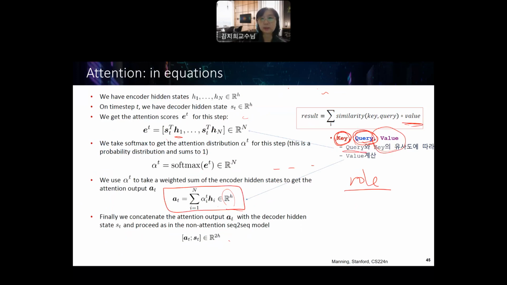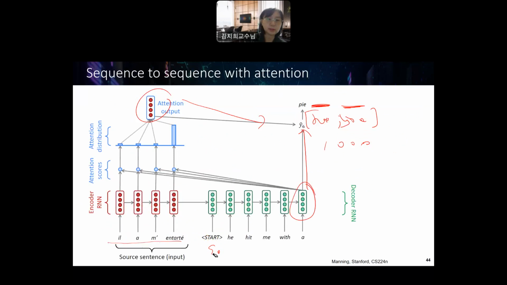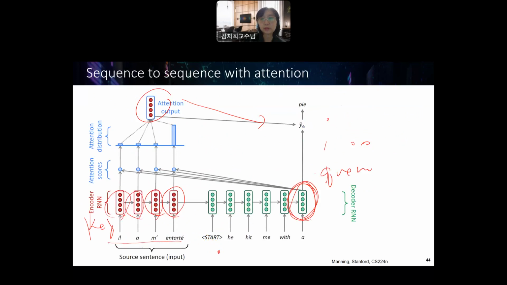The query was the current state, and the key will be individual words in the source sentence. Again, just to explain this, this will be playing the role of key. This will be playing a role of query. Once we create this weighted sum, this will be the value. Okay.